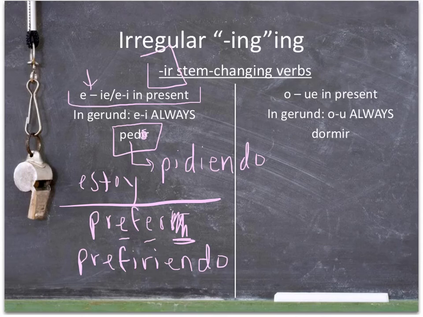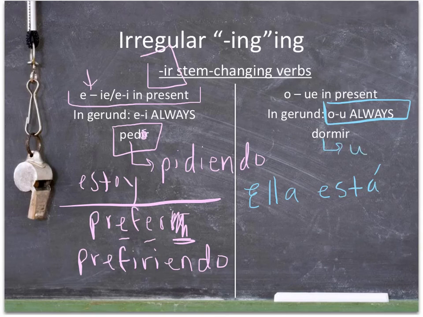Now let's look at the O to UE side. If a verb ends in IR and it's a stem changing verb from O to UE, in the gerund it's actually going to change from O to U instead. So in the case of dormir, dormir is to sleep. If I want to say that she is sleeping, we start with ella está, and I take my O and I change it to a U and I'll say durmiendo.